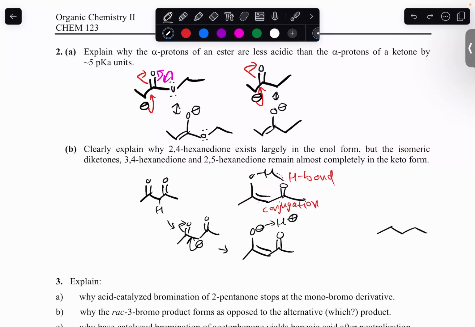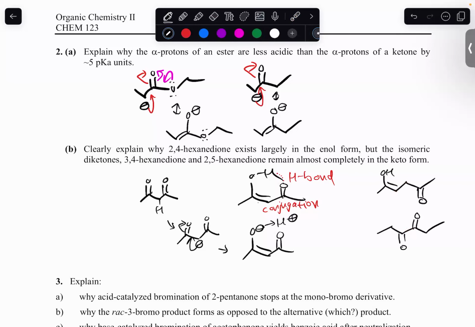And then for those, is it basically because they can't? Yeah, like there's no carbon in between them for the 3,4 hexanedione. Let's see the 2,5: 1, 2, 1, 2, 3, 4. There are alpha carbons in between them, but they're too far apart to be conjugated and do H bonds with each other.